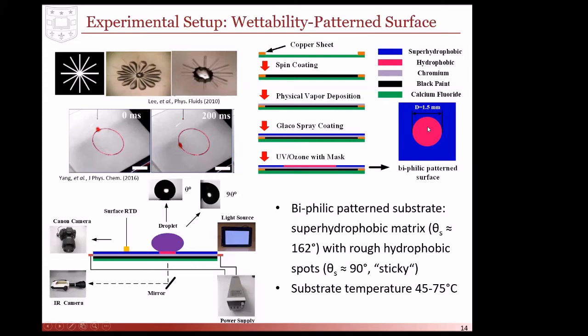So the contact angle is around 90 degrees, but they're sticky. So they still have the underlying structure of the superhydrophobic surface, just that the chemistry has changed slightly. So they become sticky in a Weisensee state, basically. And we use optical and IR imaging to quantify the droplet dynamics and how the heat transfer is coupled to those.